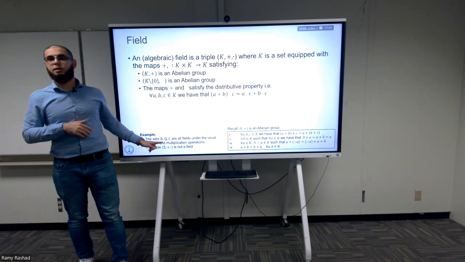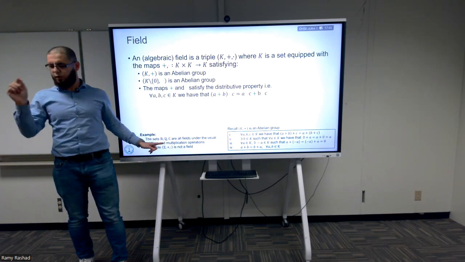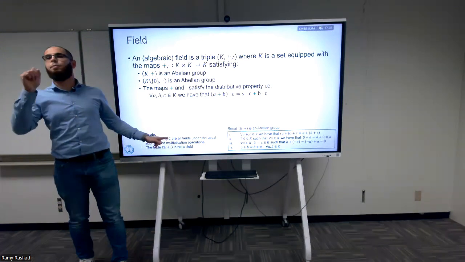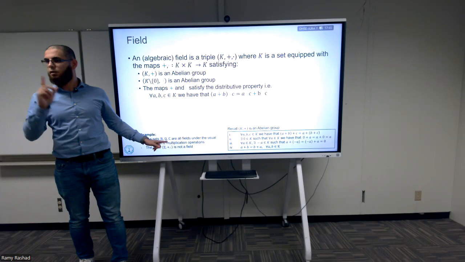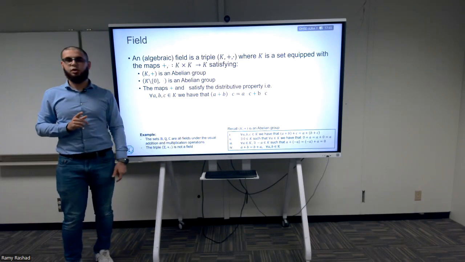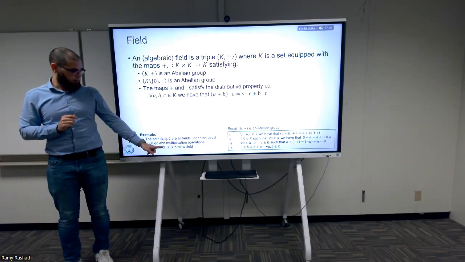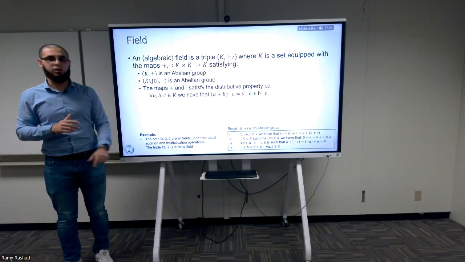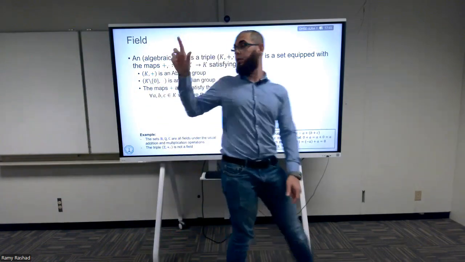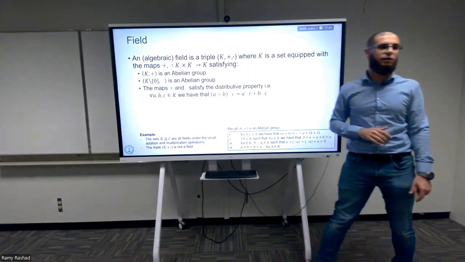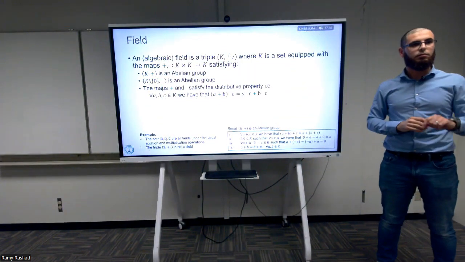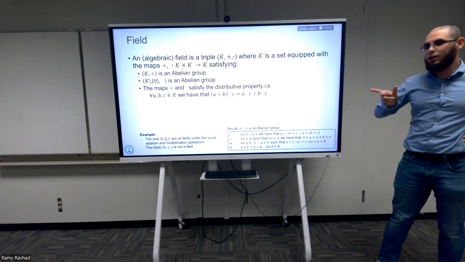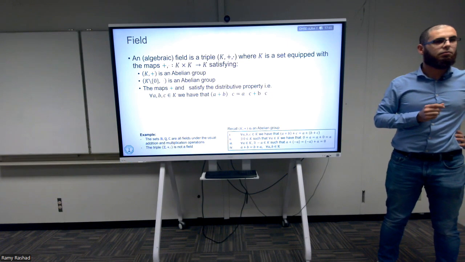The rational numbers with the times and the plus is also a field. The complex numbers with the standard plus and the standard times is also a field, but not the integer numbers. The integer numbers with the standard plus and the standard multiplication is not a field. Does anyone know which of these conditions it doesn't satisfy? Think about it for a moment. The 0. So the multiplicative inverse in the integers is not there.